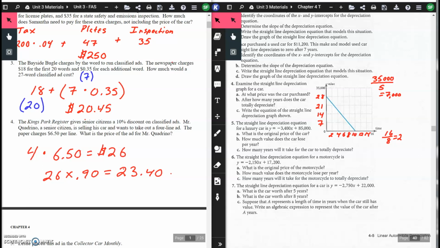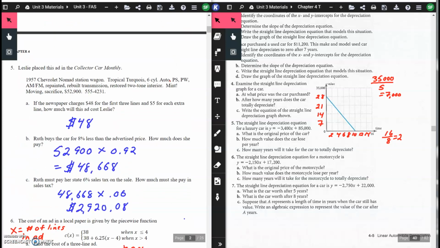Now, he gets a discount because he's a senior citizen, okay? So you can find out what is 10%. So you can do 26 times 0.10, okay, you can do it that way, and then subtract it from 26, or you take 10% off of your cost, which leaves 90% left that he has to pay, so you can do 26 times 90%, or 0.9, gives you $23.40.